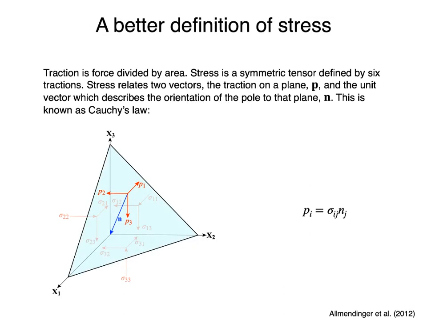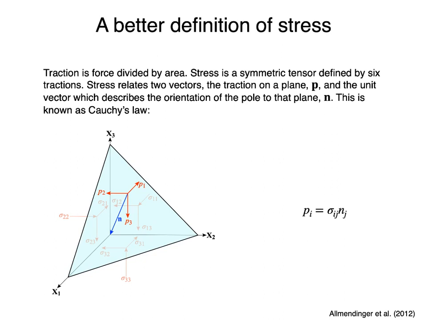We now have a better definition for stress. Traction is force divided by area. Stress is a symmetric tensor defined by 6 tractions. Stress relates 2 vectors, the traction on a plane, P, and the unit vector describing the orientation of the pole to the plane, N. This is known as Cauchy's law, and it is written in index notation on the right side of the slide.